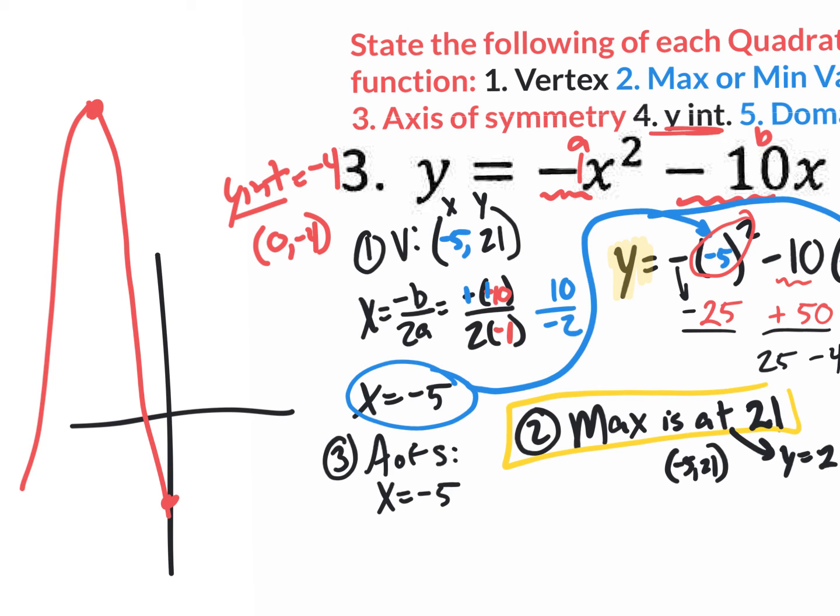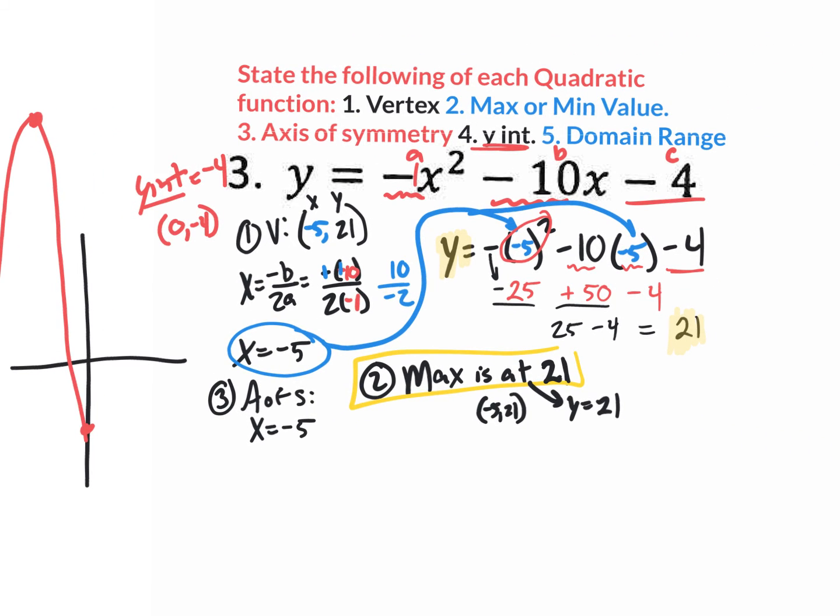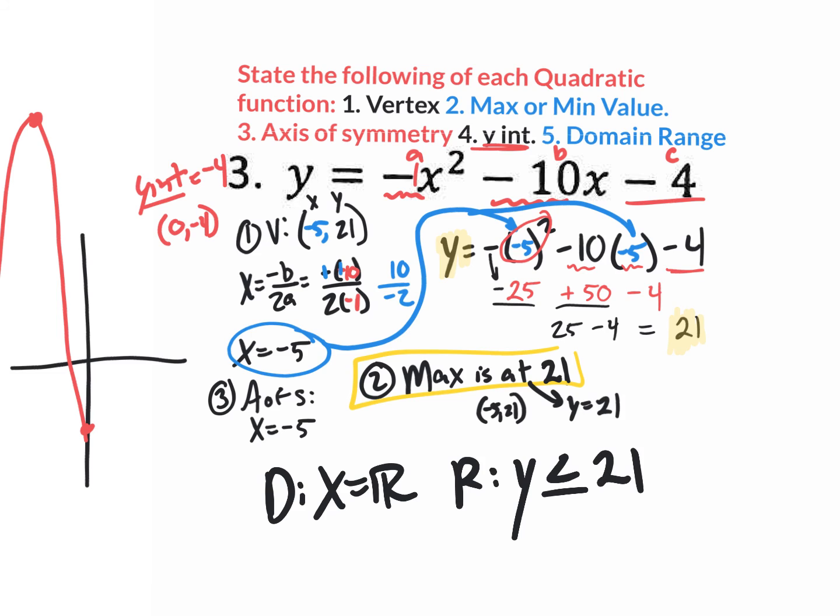What else? The domain and range. So the domain on any parabola will be what? That's right. And the range? Y is less than or equal to, because we know it has a max value, and it's all at that max value of 21, at that y value of 21 of the vertex or below. So y is less than or equal to 21.